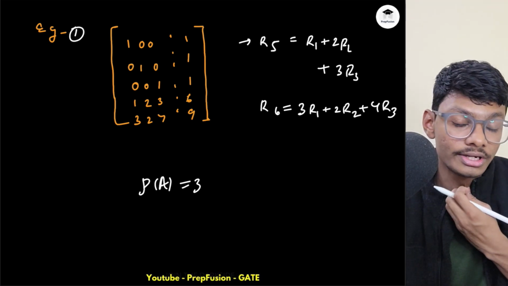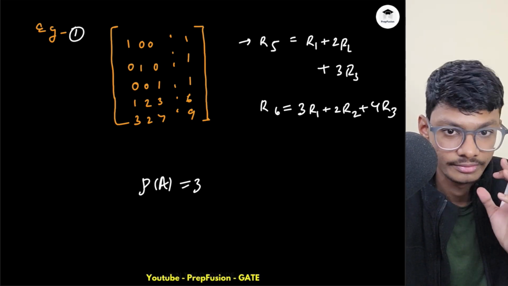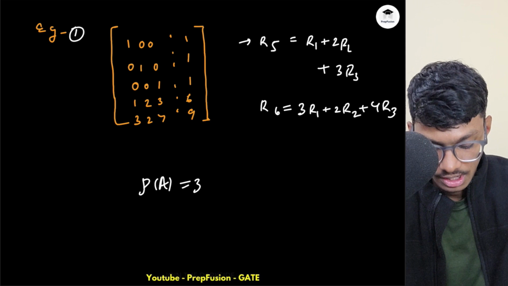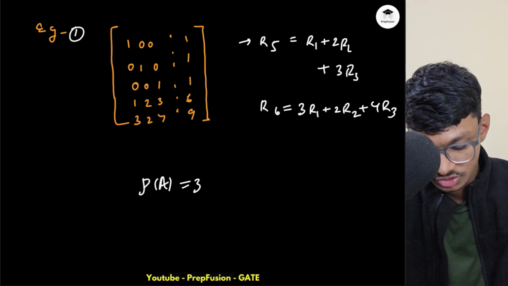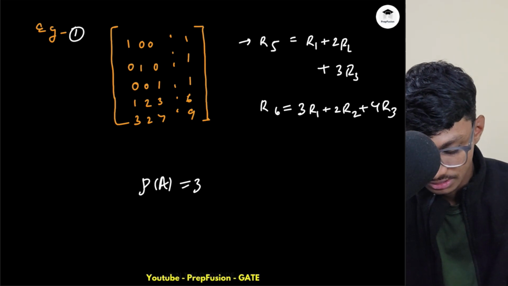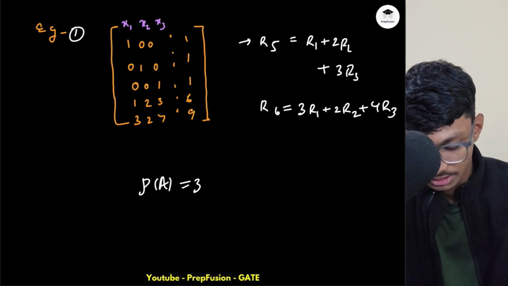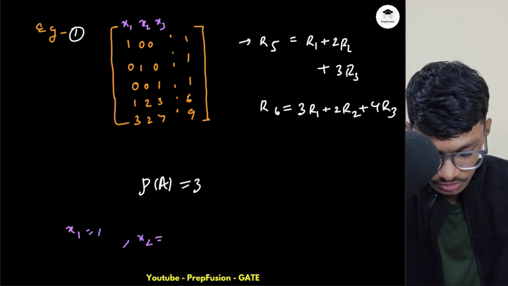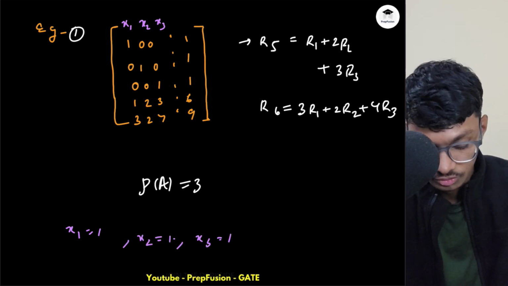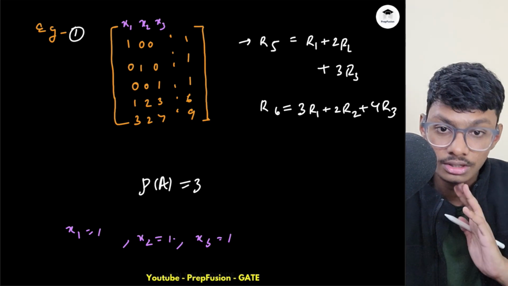So what did I tell you about nullity? Nullity is the number of free variables. Now, as here, this is x1, x2, x3. The first row is saying x1 equals 1, x2 equals 1, x3 equals 1. So there are no free variables here.